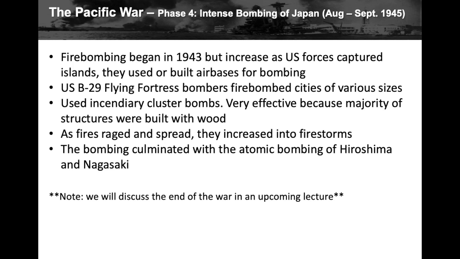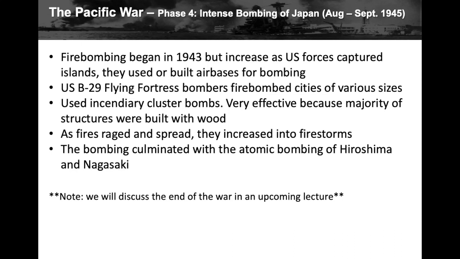The technique here was called firebombing because the bombs they used were incendiary cluster bombs. Basically, this would be a bomb that, when it explodes, instead of an explosion, would cause more of a fire. And a lot of structures in the cities were made of wood, and so the fires raged and spread, and they increased into basically firestorms, where there'd be no way of stopping it. There was just so much ordnance being dropped, large fires being lit and consuming, that the cities would basically be consumed in a firestorm.